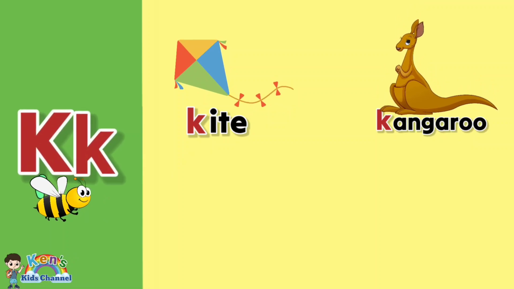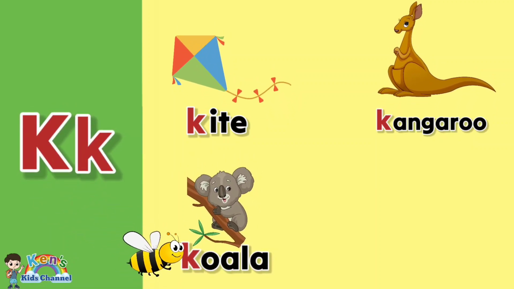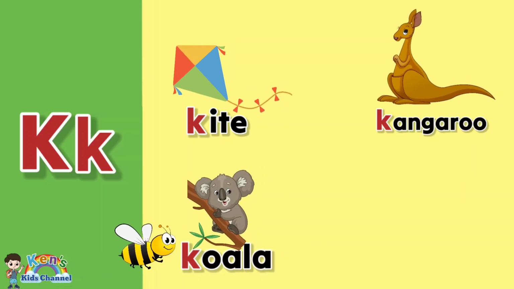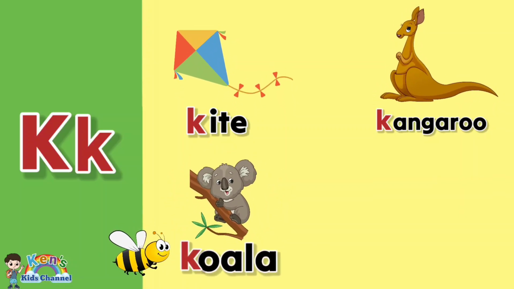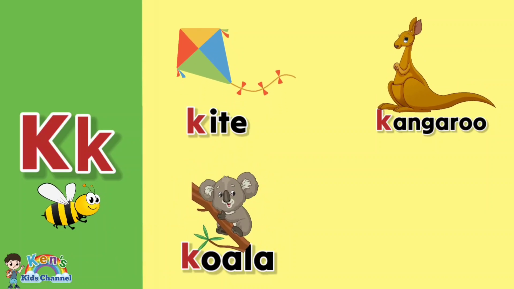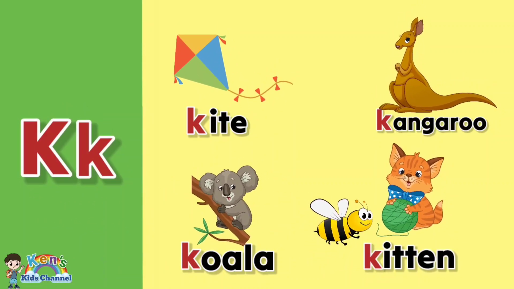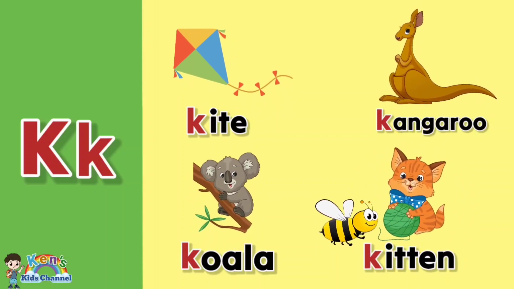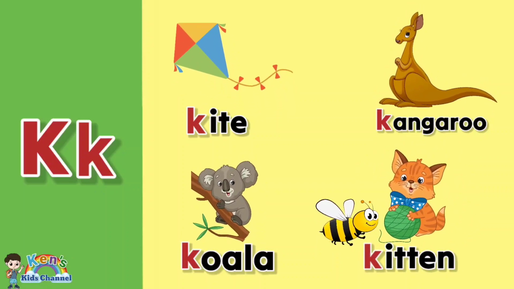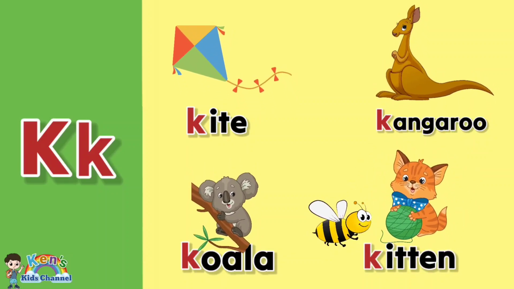Cool! K is for koala. K, K, koala. K is for kitten. K, K, kitten. Cool!